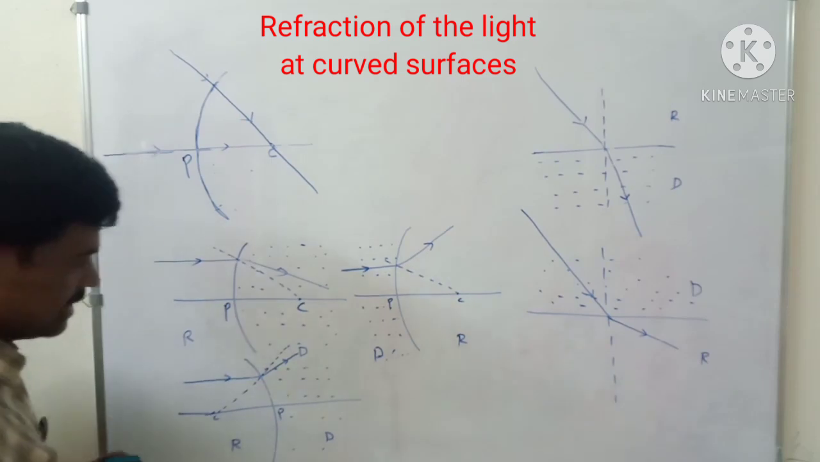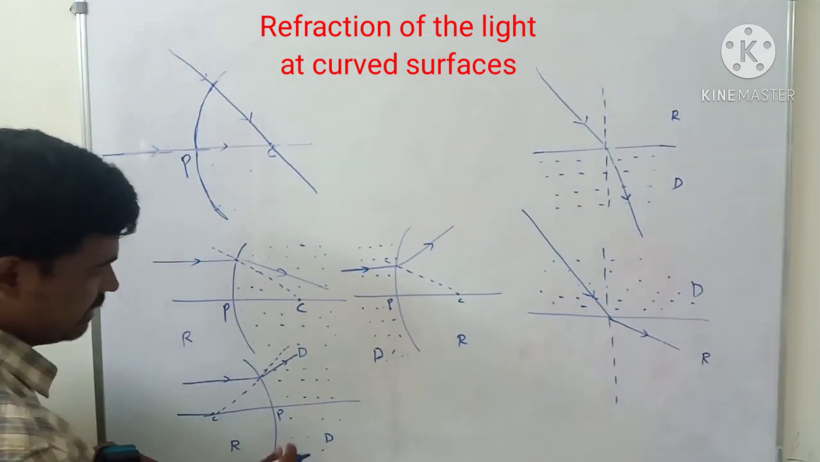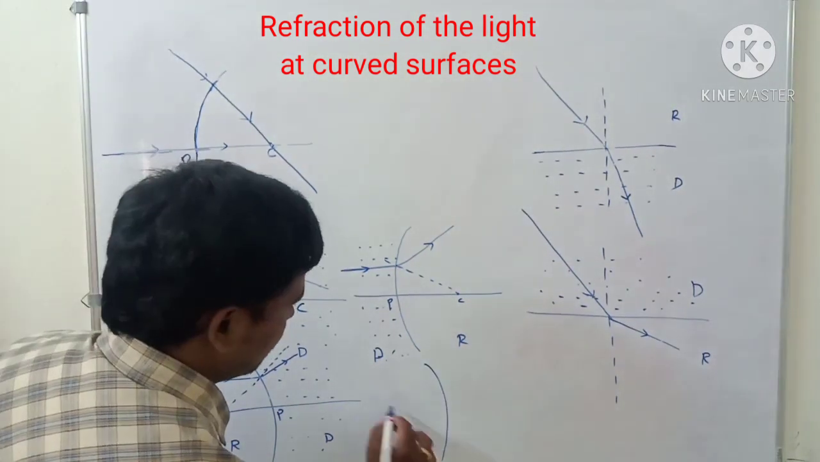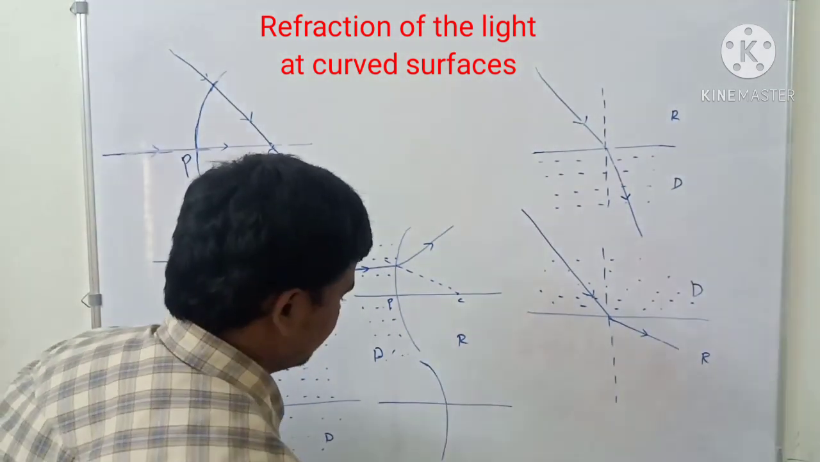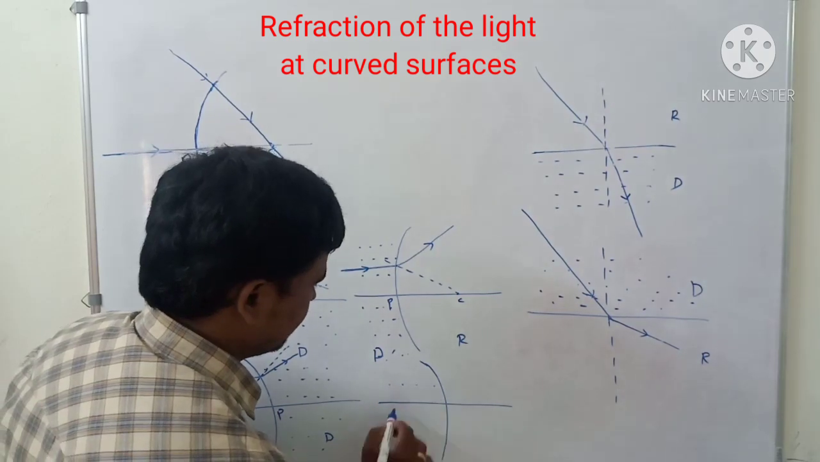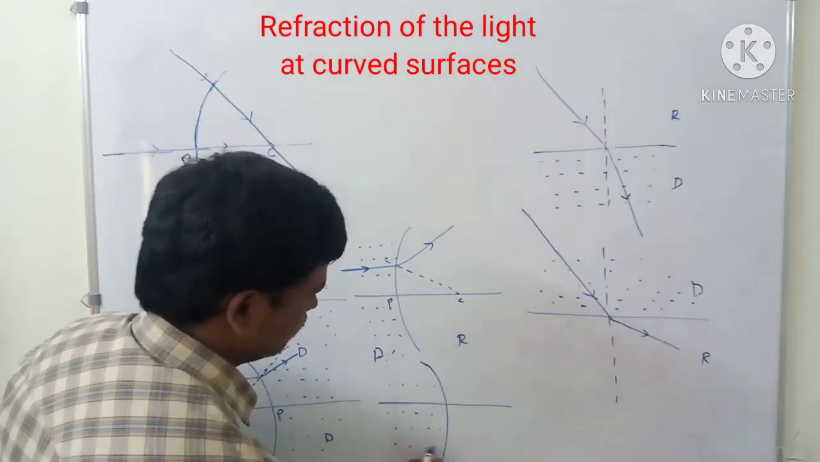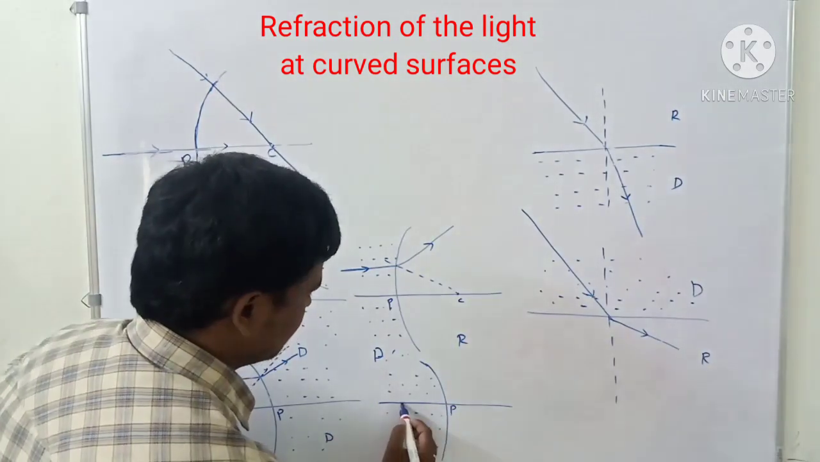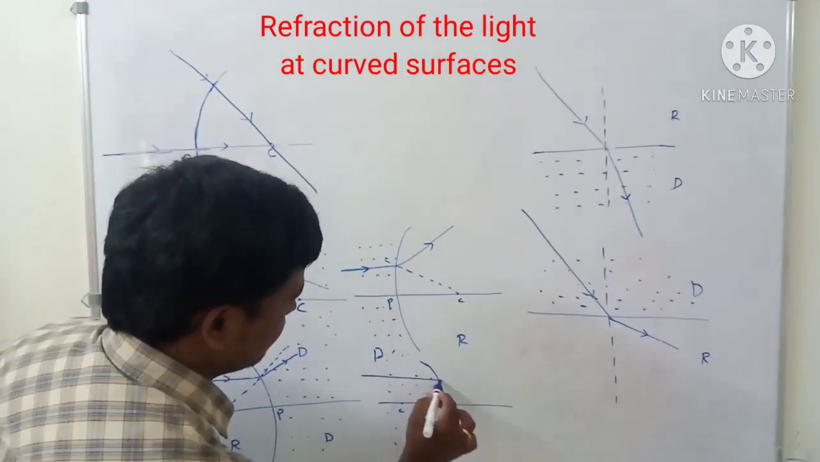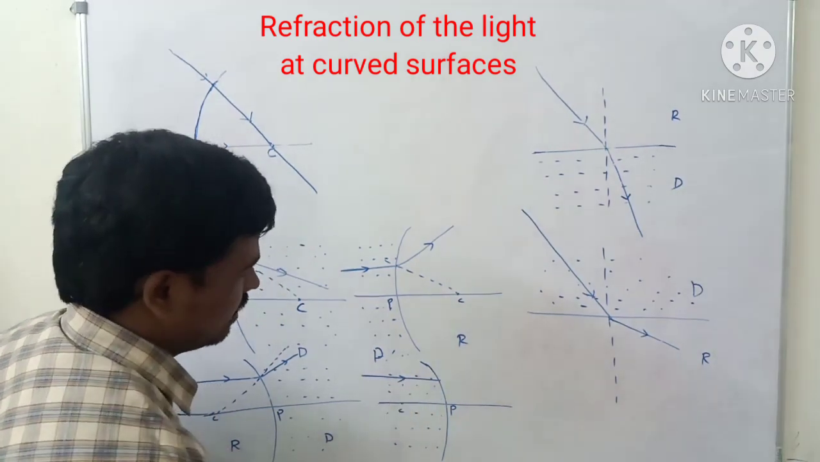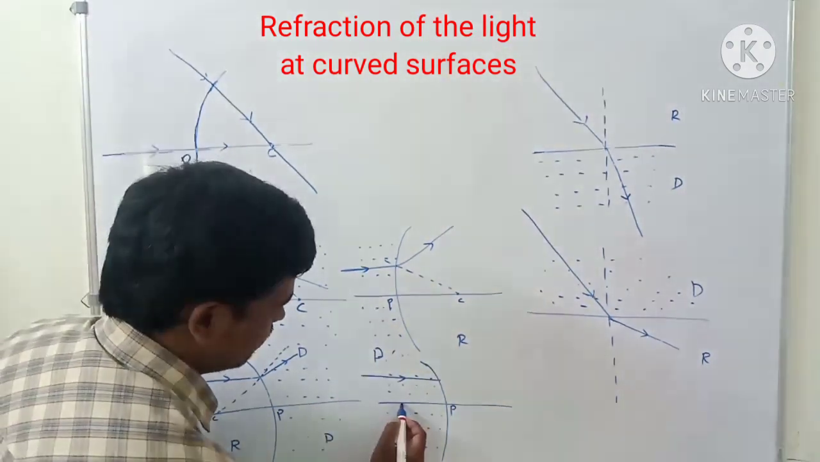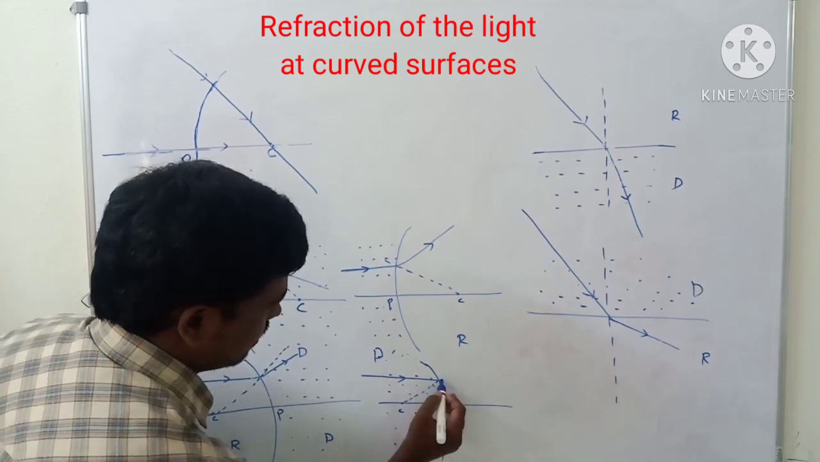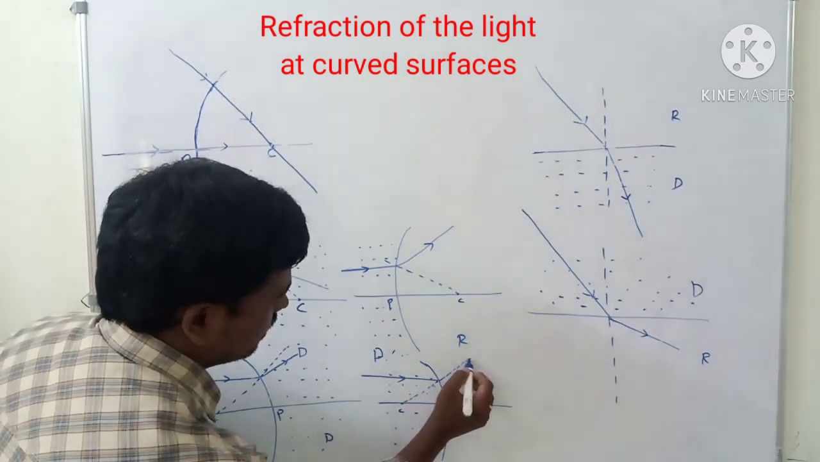Okay, let us change the mediums. Here we took denser, and this side is rarer. Let me change only the mediums, not the curved surface. So this side is a denser medium. Let this be P and this be C. One ray is coming like this. We have to tell which way it bends, and we can tell using the normal only. This is the normal.